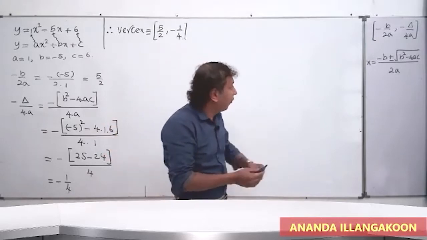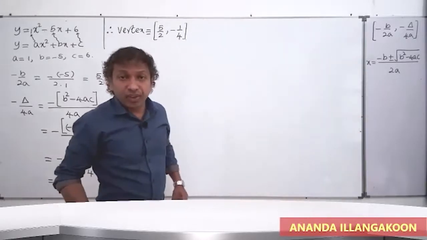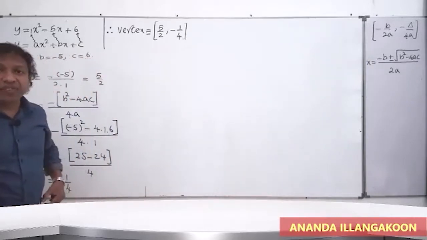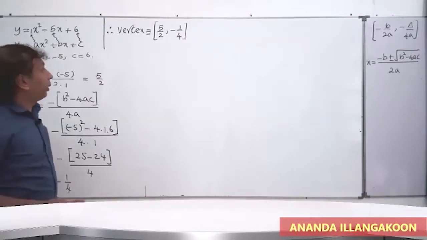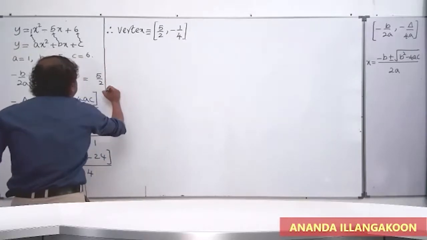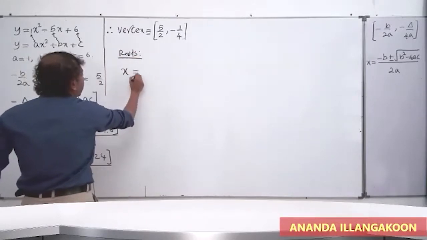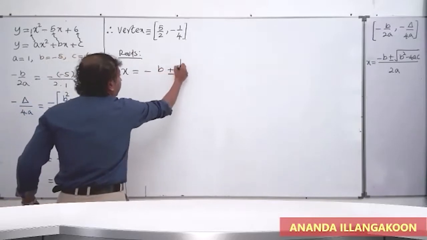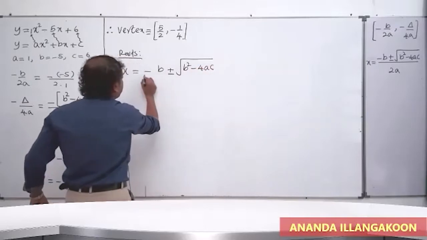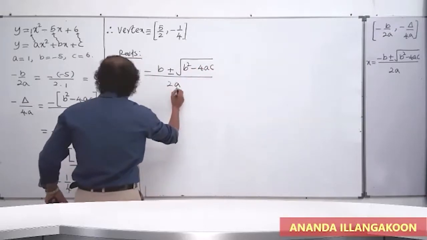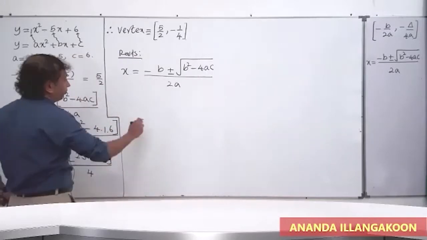To find the roots, people, we can use this now. Substitute at that time, and find 2 answers for x. And now we can very easily sketch the graph. Okay, now we'll come to the roots. x equals minus b plus or minus square root of b squared minus 4ac, divided by 2a.